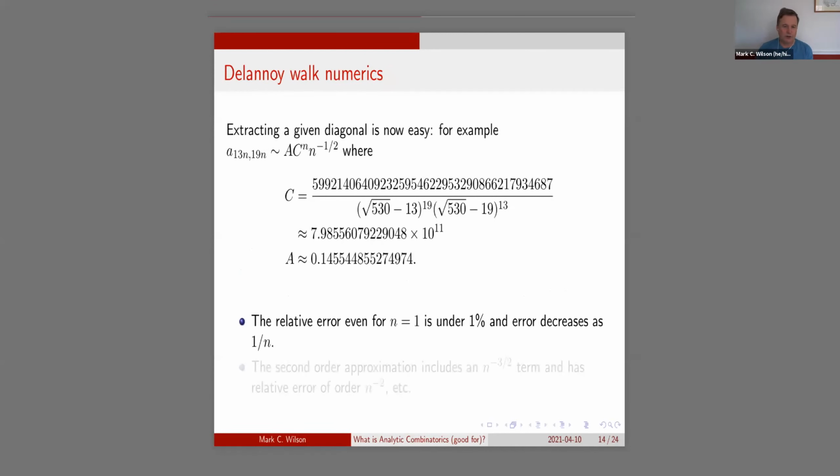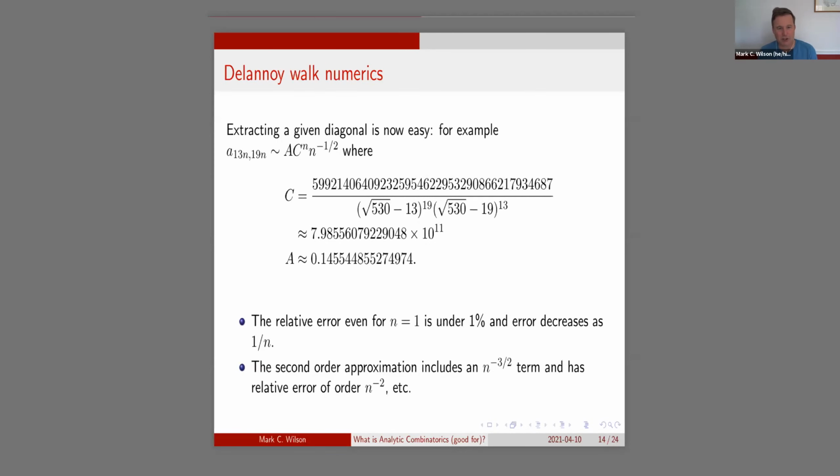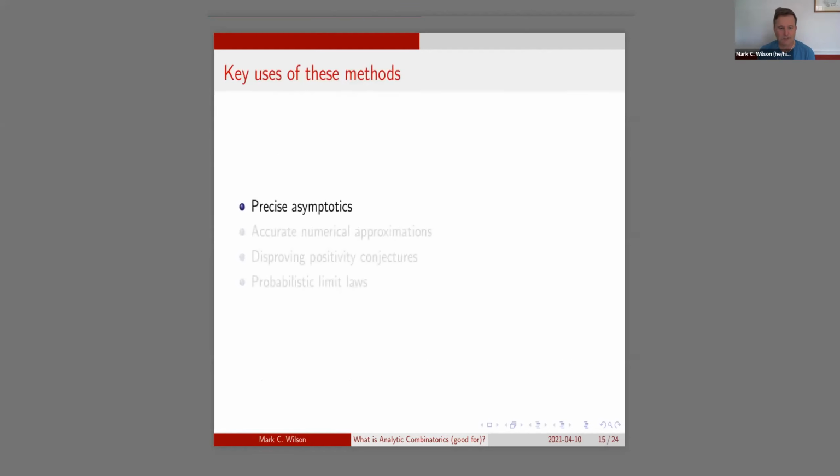If you want numerical results and you plug into that formula I had, and suppose you want to know the 1319th diagonal for whatever reason, even for n equals 1, that expression gives you less than 1% relative error, and the error decreases nicely. By taking more terms in the expansion, which isn't easy, I admit, it's quite a lot of computational work to generate the higher order terms, but once you have them, you get better and better approximations.